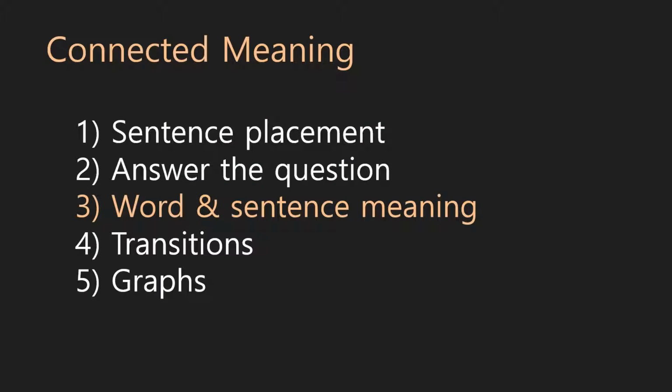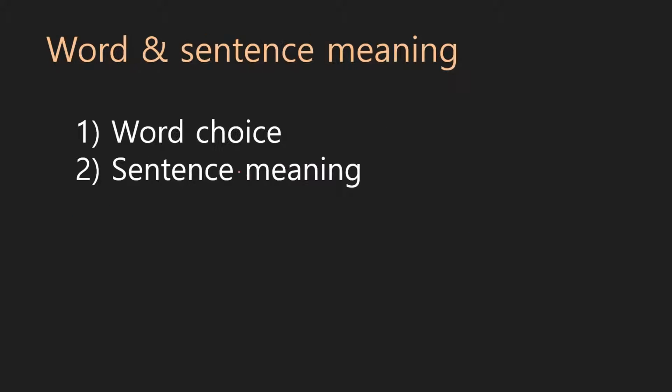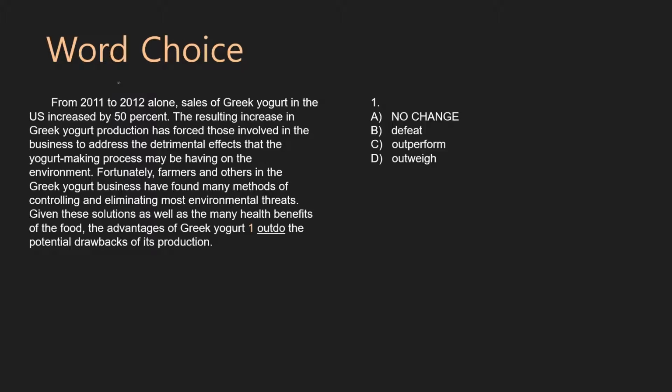Let's take a look. Now, within word and sentence meaning, there is, of course, two parts, word choice and sentence meaning. Let's take a look first at word choice. Now, this type of question is asking you which of these words, A, B, C, or D, best fits in the sentence. And it's not about grammar, it's about which word is connected to the meaning of the sentence around it. And in this case, we're focusing on the advantages and the drawbacks of Greek yogurt.